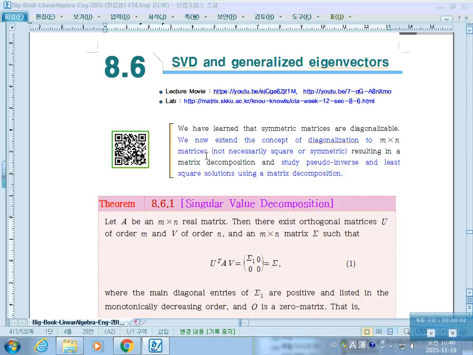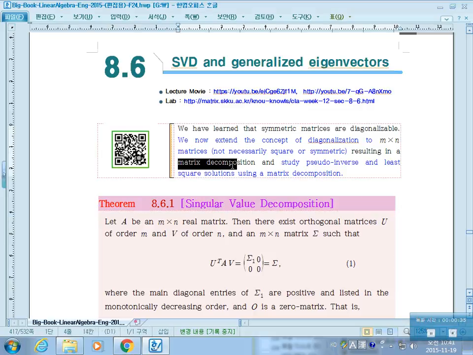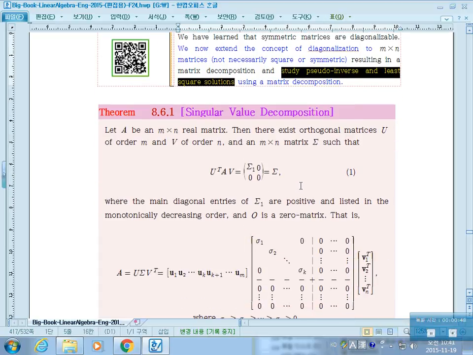Okay, section 8.6, singular value decomposition and generalized eigenvectors. We have learned that symmetric matrices are diagonalizable. We now extend the concept of diagonalization to m by n matrices, not necessarily square nor symmetric, resulting in a matrix decomposition, which is the singular value decomposition. And we study the pseudo-inverse and least squares solutions using this singular value decomposition.